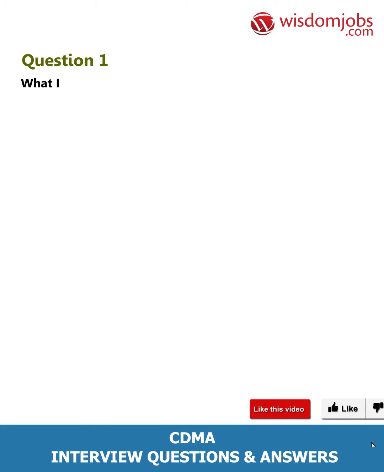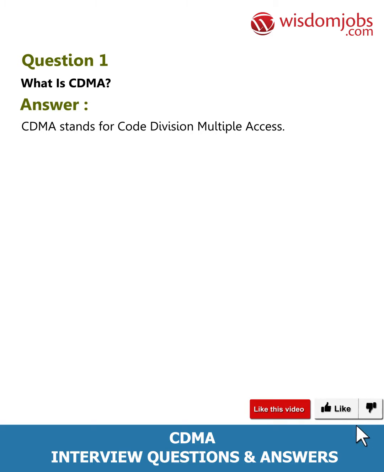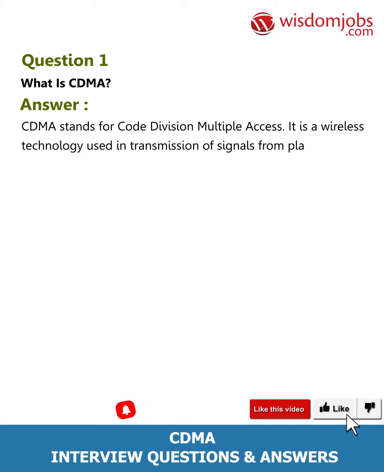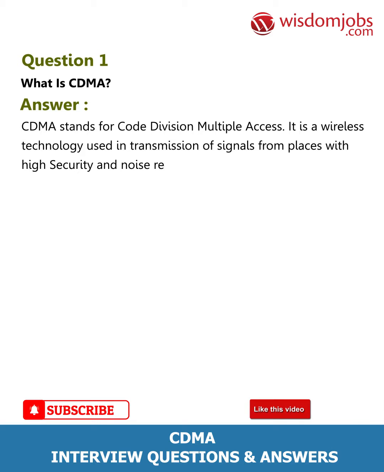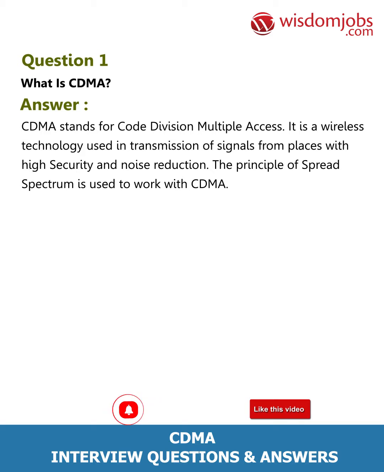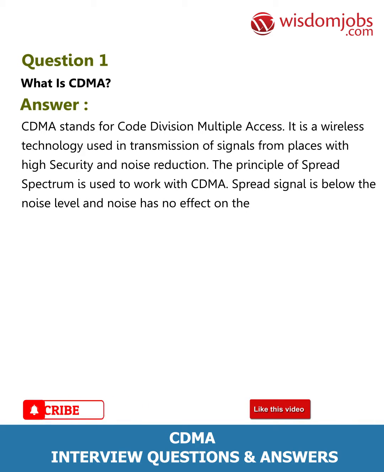Question 1. What is CDMA? Answer. CDMA stands for Code Division Multiple Access. It is a wireless technology used in transmission of signals from places with high security and noise reduction. The principle of spread spectrum is used to work with CDMA. The spread signal is below the noise level, and noise has no effect on the signal.